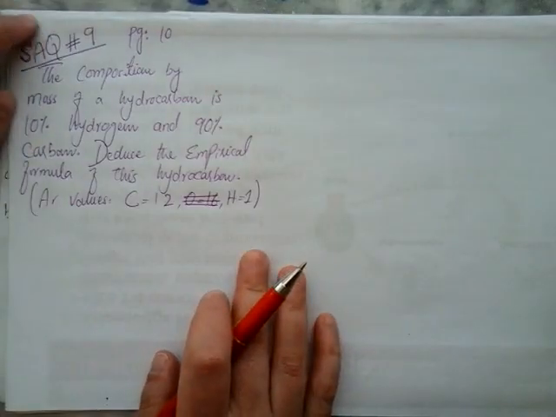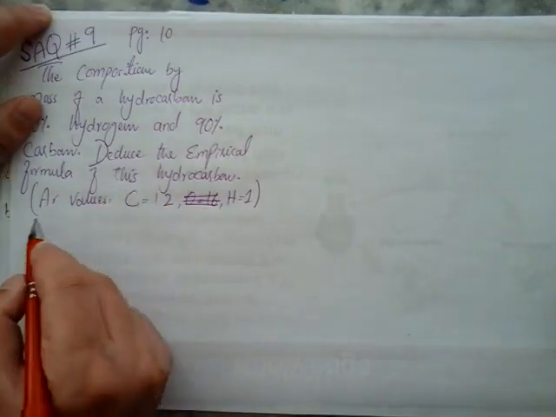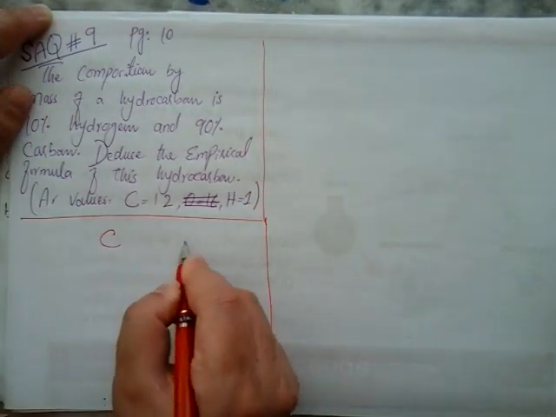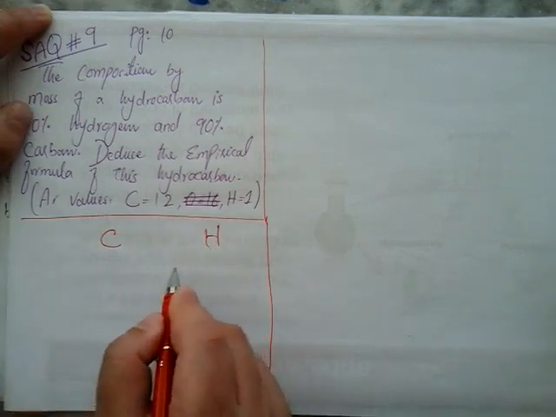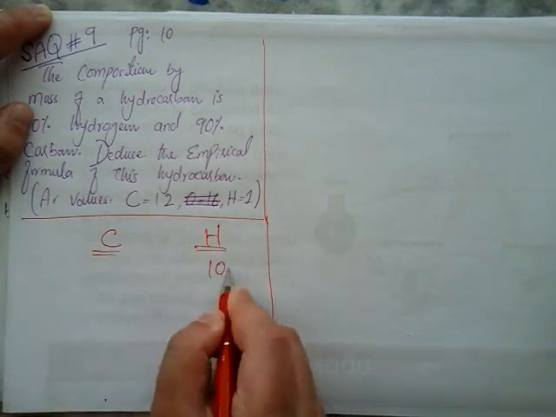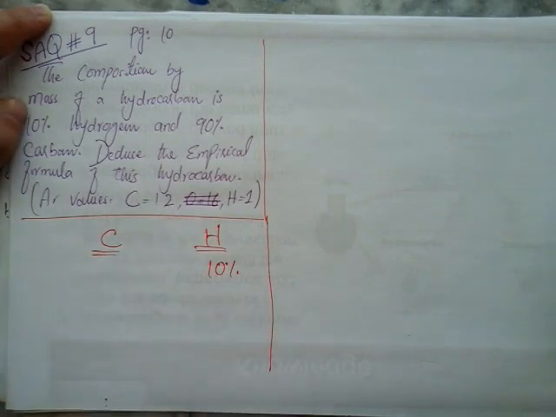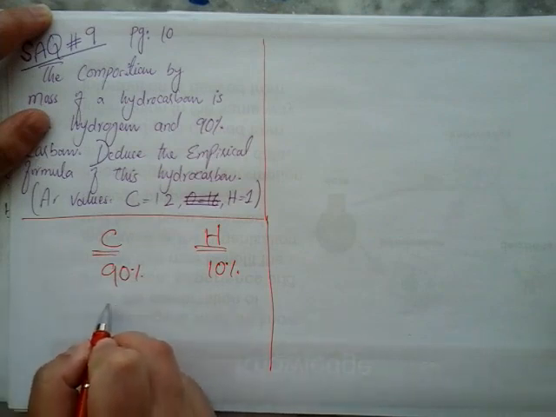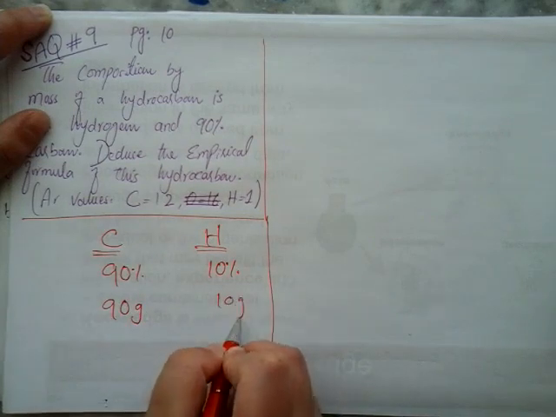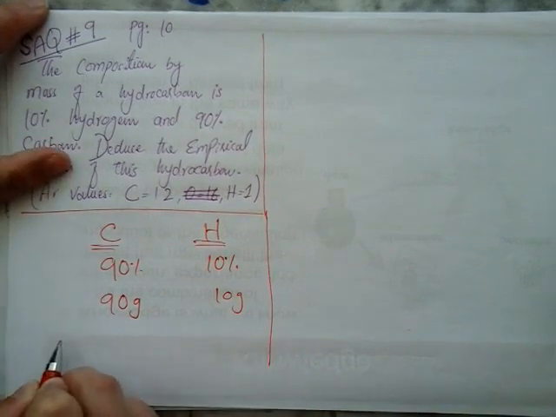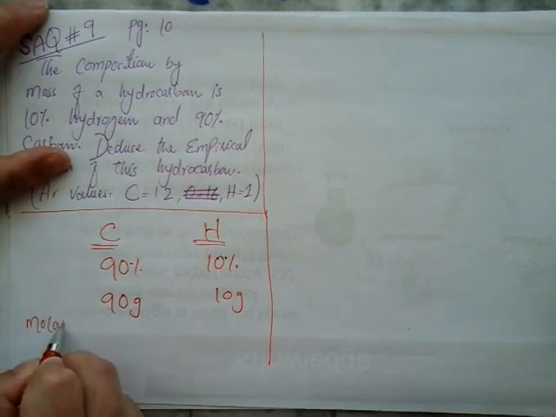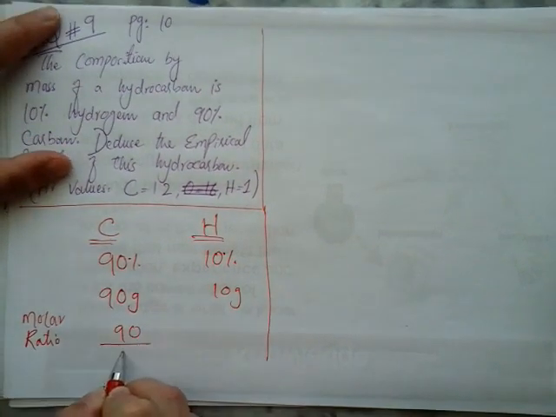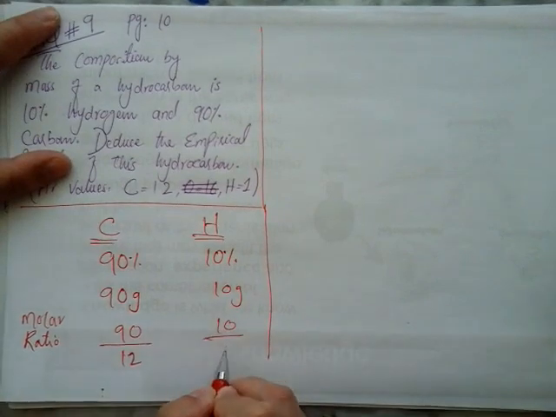The same way, there is also a question like composition of hydrocarbon. The percentage composition of carbon and hydrogen is given for you, that is hydrogen is 10% and carbon is 90%. Definitely in the first step we have to convert the percentage into gram, that is 90 gram and 10 gram. Then we have to find the molar ratio, and for that we have to divide all the weights by their atomic masses. So 10 will get divided by 1.